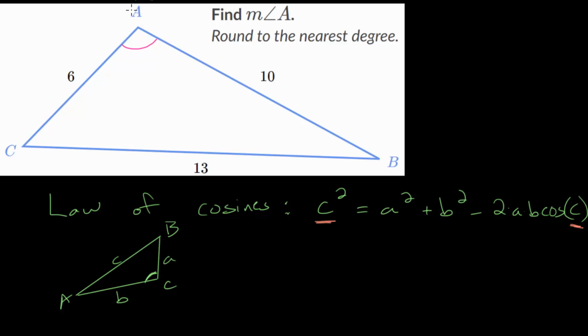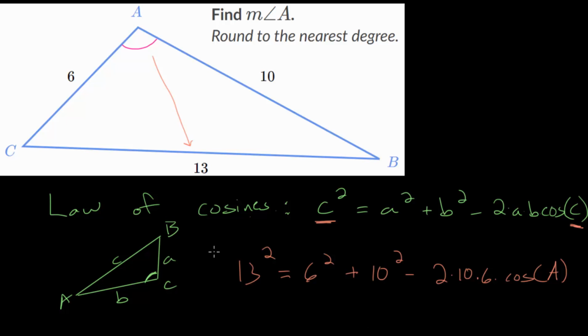For the missing angle, notice that it matches up with the side length across from it. So we're trying to find this angle A. On the left-hand side of our equation for the law of cosines, we want that side length opposite it, which is 13, and we'll square that. Then we'll add the other two side lengths squared together. It doesn't matter which is which. We have 6 squared plus 10 squared, and then we subtract twice the product of those two side lengths, 10 times 6, and all of that is multiplied by the cosine of this missing angle, which we can call A here.